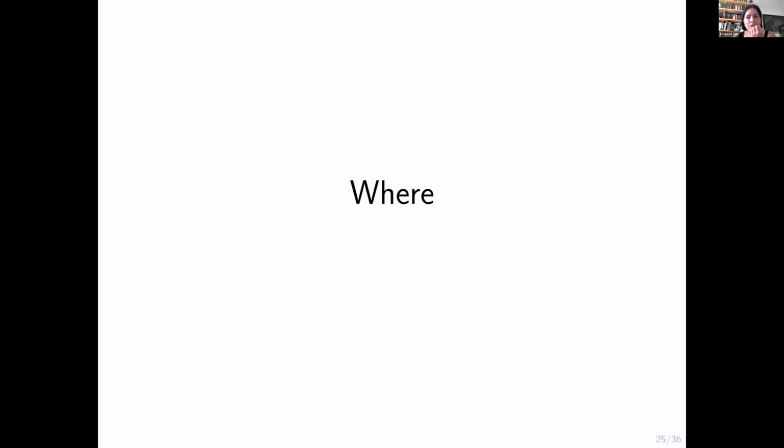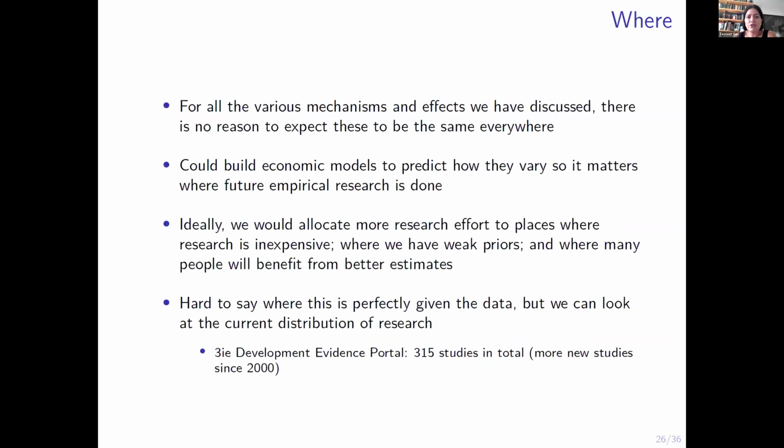I'm going to move on to where, as Paul mentioned, we started also thinking about where the research is done. For all of the stuff we've discussed, both the incidence side and the financial constraint side, there's no reason that we expect any of these effects to be the same everywhere. We could build economic models to predict how these effects varied, and what we need to learn more. So it matters where future empirical research is done.